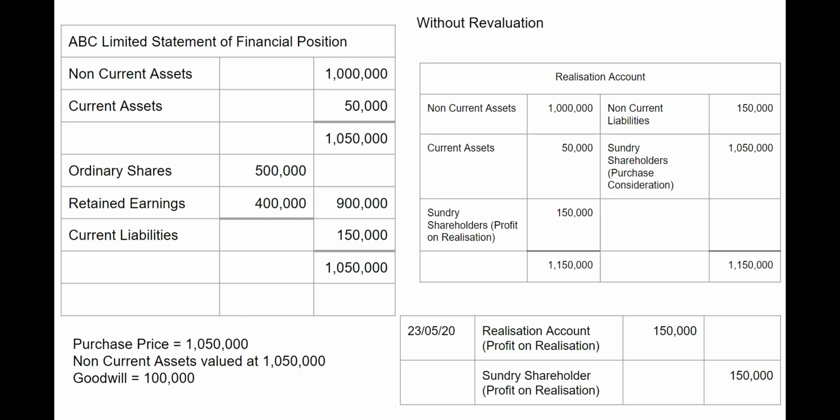And that's not surprising because we've got goodwill of 100,000 and the purchasers agreed that the non-current assets should have been valued at 1,050,000 as opposed to the 1 million in the statement of financial position. So that's where the 150,000 profit comes from. And when we look in a moment at the sundry shareholder account, when we balance the sundry shareholder account out, we should have the same 150,000 profit, but have a think before we get there about which side of the sundry shareholder account you would expect to see it.